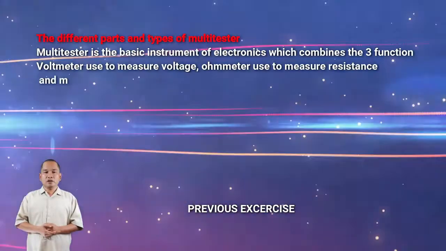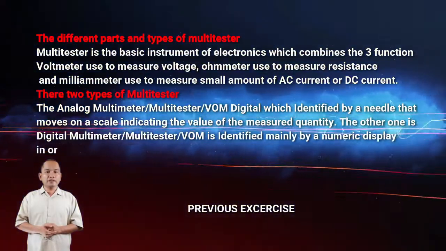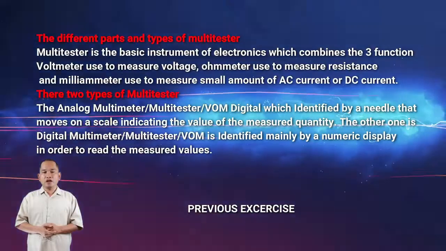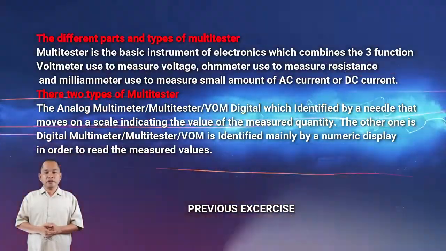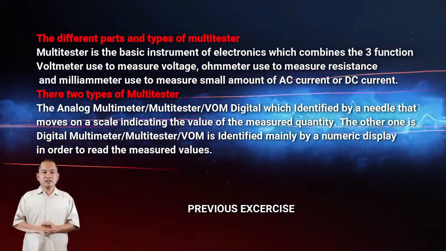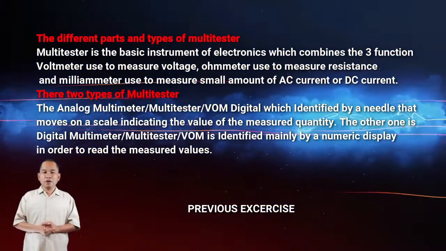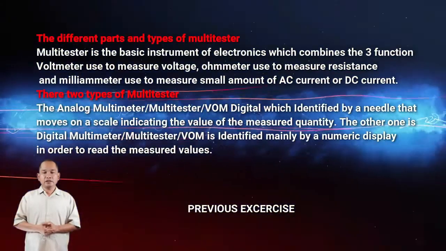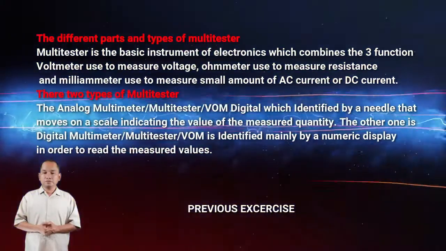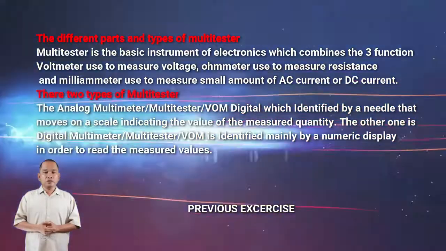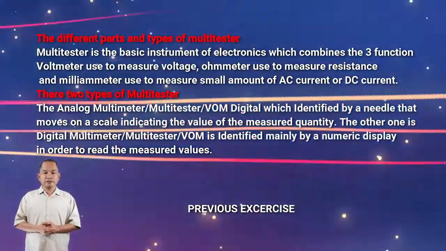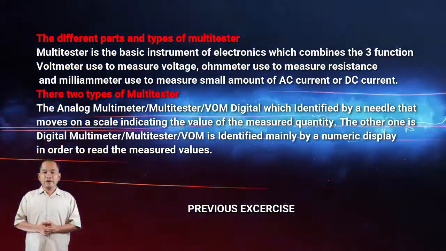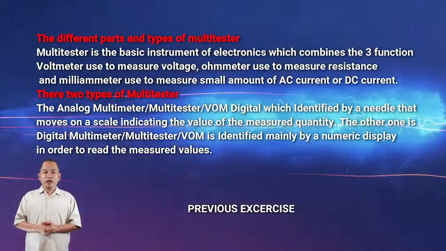In our previous exercise, we tackled the different parts and types of multi-tester. Multi-tester is the basic instrument of electronics which combines three functions: voltmeter, used to measure voltage; ohmmeter, used to measure resistance; and milliammeter, used to measure small amounts of AC and DC current. There are two types of multi-testers. The analog multimeter or VOM is identified by a needle that moves on the scale indicating the value of the measured quantity. The other one is the digital multimeter or multi-tester, identified mainly by a numeric display in order to read and measure values.